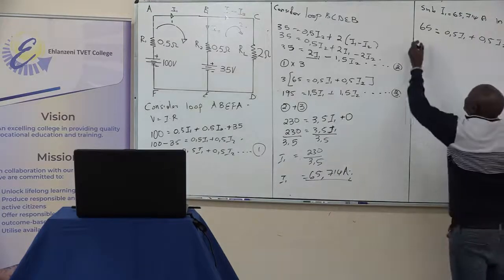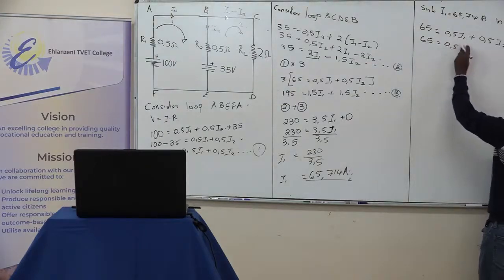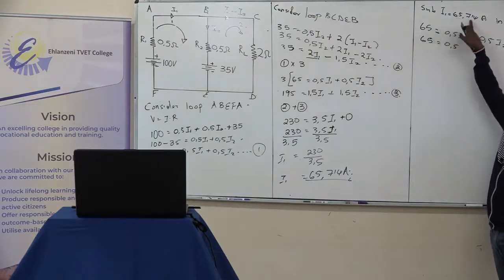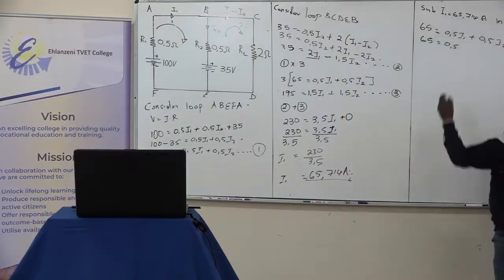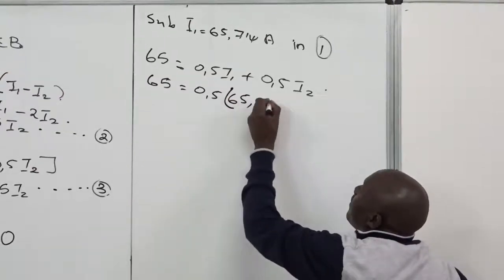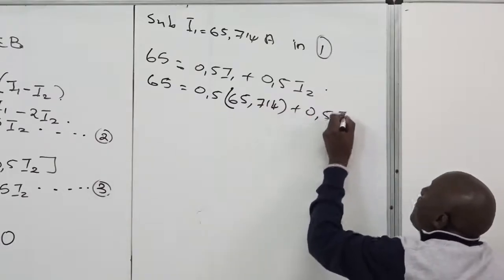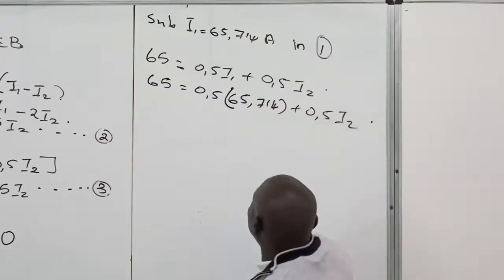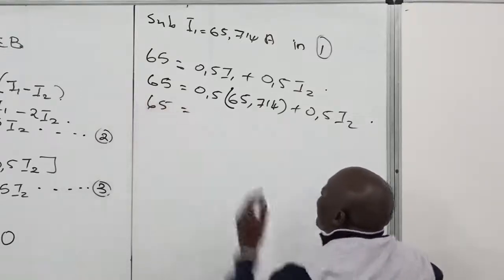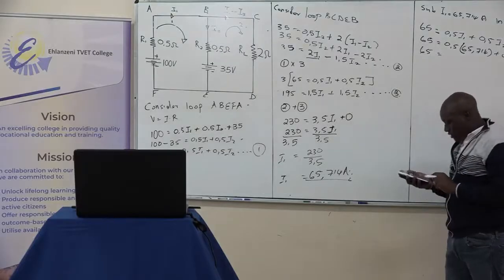So now I will say 65 equals 0.5, and where I1 is, I'll put 65.714, so it will be 0.5 times 65.714 plus 0.5 I2. That is my substitution. Now, let's multiply 0.5 by 65.714.